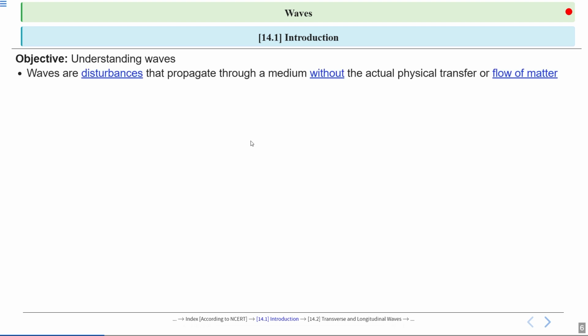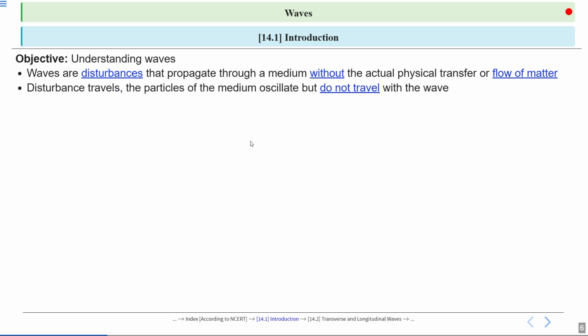So let's define what a wave is. A wave is a disturbance that moves or propagates through a medium, but it does this without actually moving the material itself from one place to another. So the disturbance travels, the particles of the medium, like water molecules, just oscillate or move back and forth in place. They don't travel along with the wave.